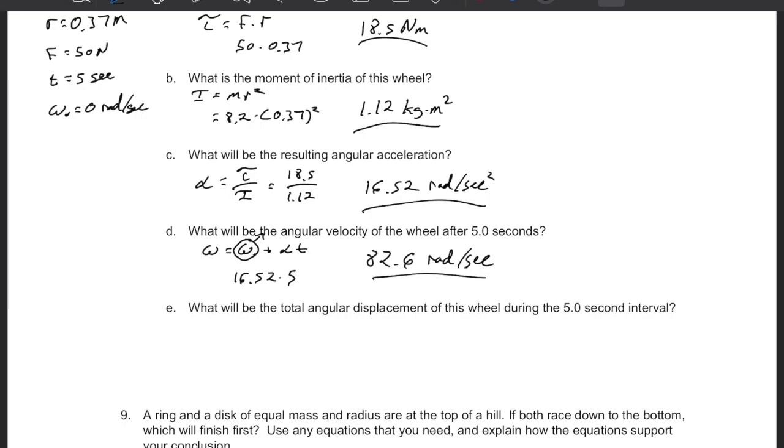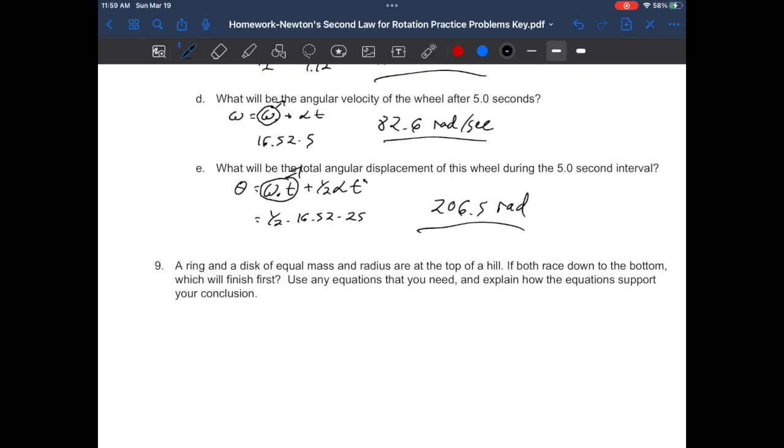Going to E, the final one in this question. What will be the total angular displacement? Angular displacement is theta of this wheel during the 5-second interval. Well, if we have omega naught 0, time is 5 seconds, and we've solved for alpha, we can use theta is equal to omega naught t plus 1/2 alpha t squared. Omega naught t is 0. It's gone. We're left with 1/2 times alpha, 16.52, which we solved for in 8C, times time squared, which would be 5 squared, or 25. 1/2 times 16.52 times 25 should get us 206.5 radians, the unit of theta.